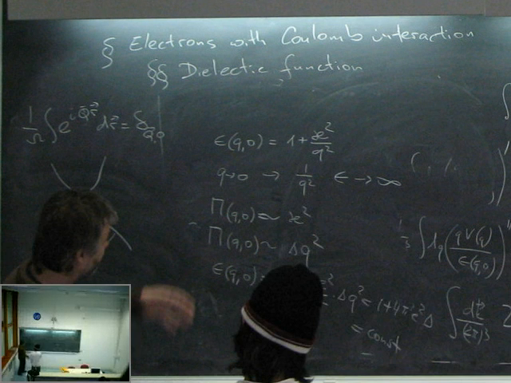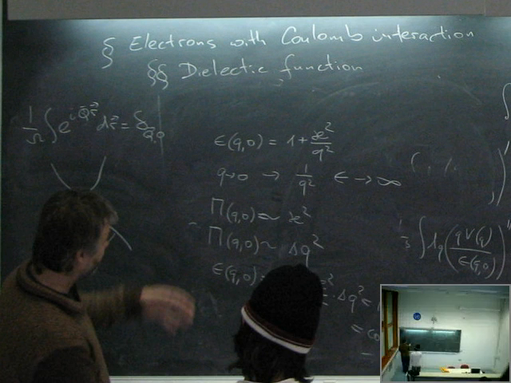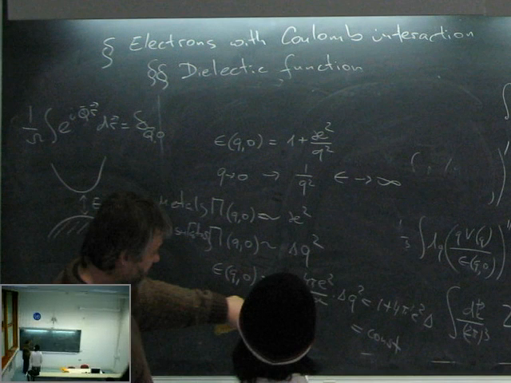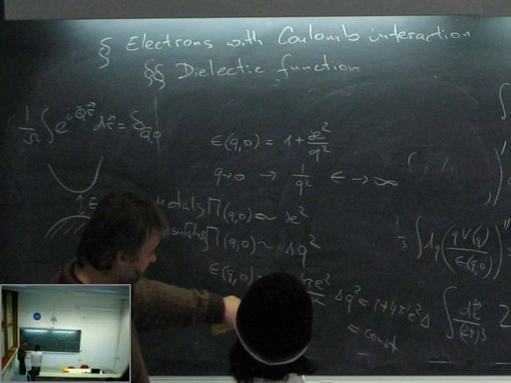So the message is that for metals, that's all, and for insulators, this is this one, and this is a dramatic difference. In one case, the dielectric function diverges at small q, and in another case, it just remains constant.